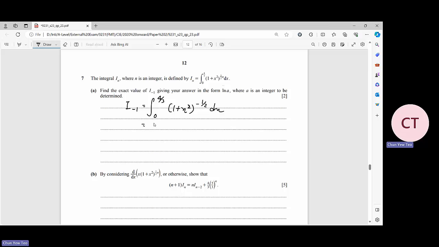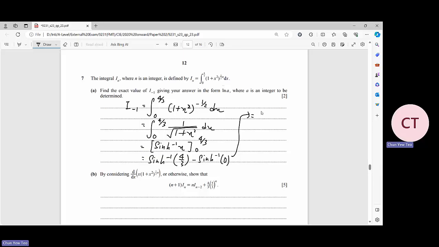This actually is the same as 1 over the square root of 1 plus x squared dx. From here, you can just check the formula booklet MF19. This is actually arsinh of x from 0 to 4 over 3. So this will be arsinh of 4 over 3 minus arsinh of 0. Arsinh of 0 is 0. For arsinh of 4 over 3, just refer to the formula booklet again.